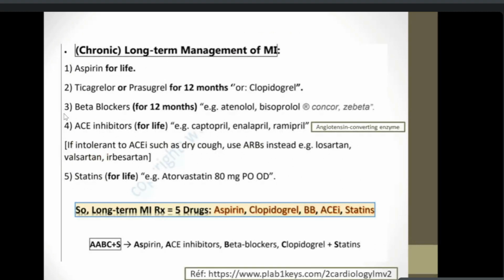We have here a note to take with you. You can take a picture of it. For the chronic or long-term management of myocardial infarction, also we have here a word to simplify and to memorize the treatment, which is the AABC plus S, which means aspirin, ACE inhibitor, which means the angiotensin converting enzyme, beta blockers, and clopidogrel plus the statin.